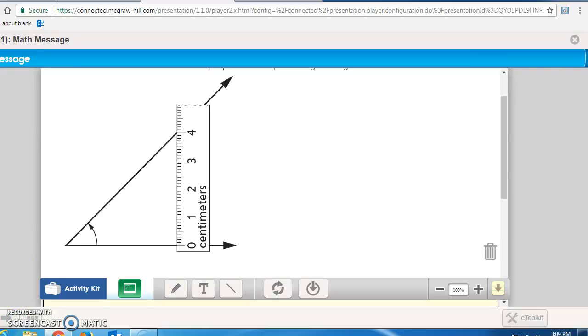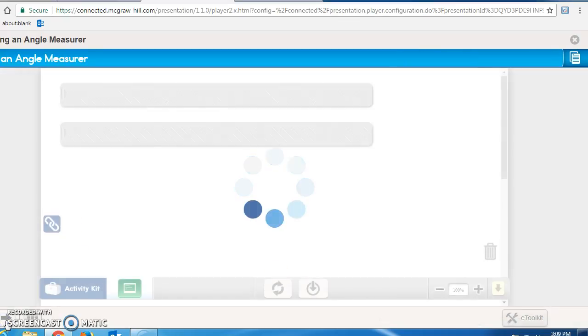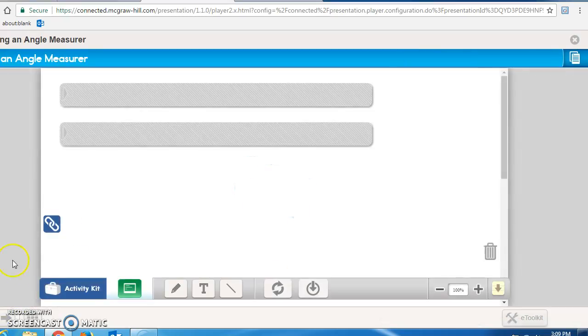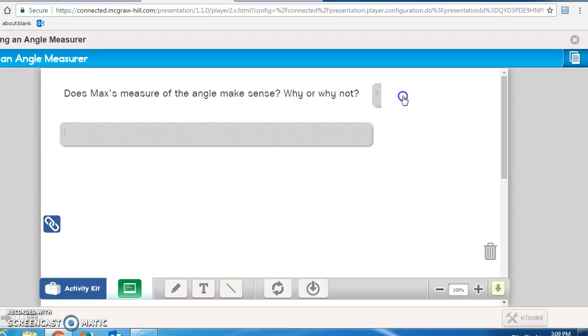Really look at the picture displayed on the screen. Max measured this angle, and he said the angle was 4 centimeters wide. Does his measurement make sense? Notice where he measured. He measured here. What would have happened if he would have measured here? Or possibly here? Or even way out here? So does Max using a ruler make sense when measuring that angle?